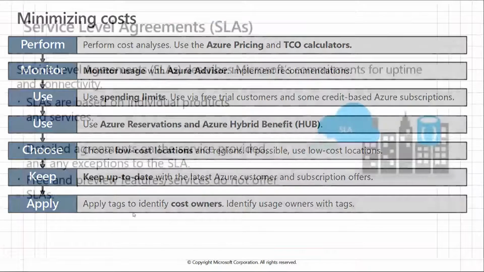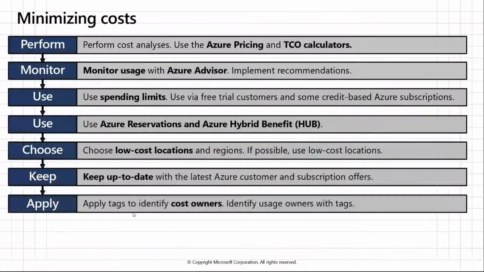Here is where we left off. We can apply the tag like what we saw in the first slide of today's session, right? That will have a name and value pair, and that would identify the cost owner and identify the usage with the tag. So you can use all these things to minimize your cost and make it work for you.